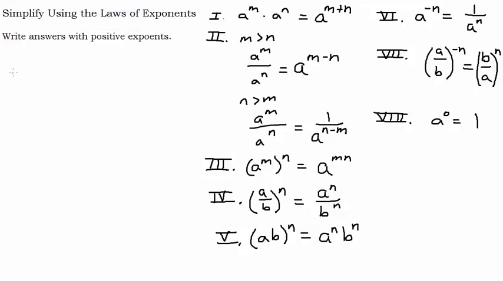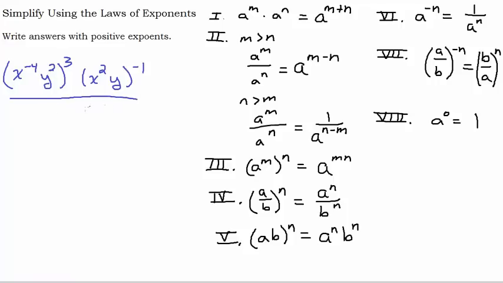Okay, we're going to do (x to the negative 4th, y squared) that whole thing to the 3rd, times x squared y to the negative 1, all over (x y squared) to the negative 3rd. Okay, so there's lots of ways to go here.